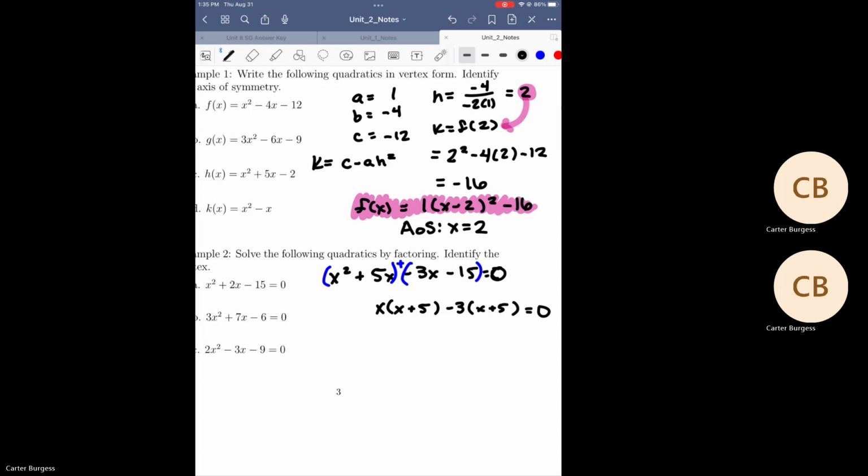It's no coincidence that these two match. These two need to match. They must match. You need to get the same thing.